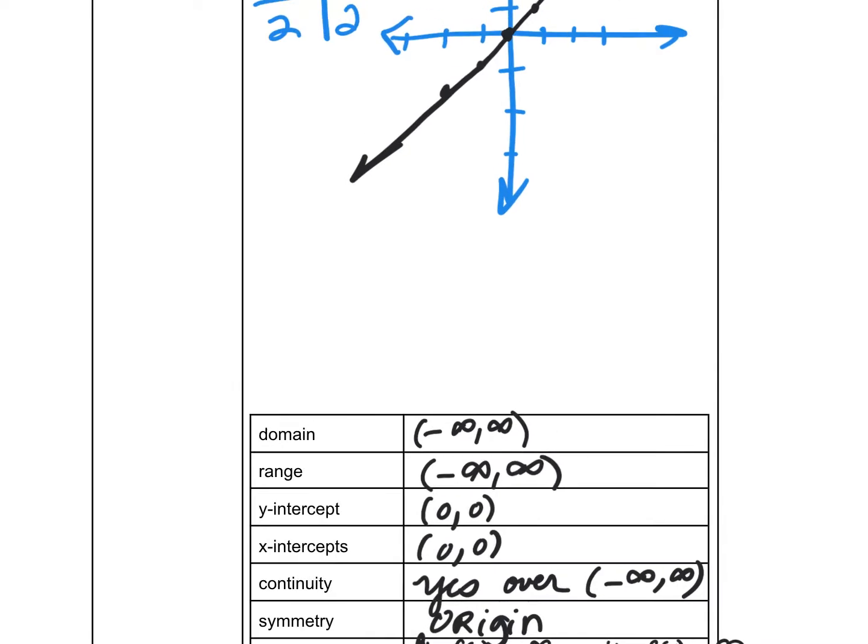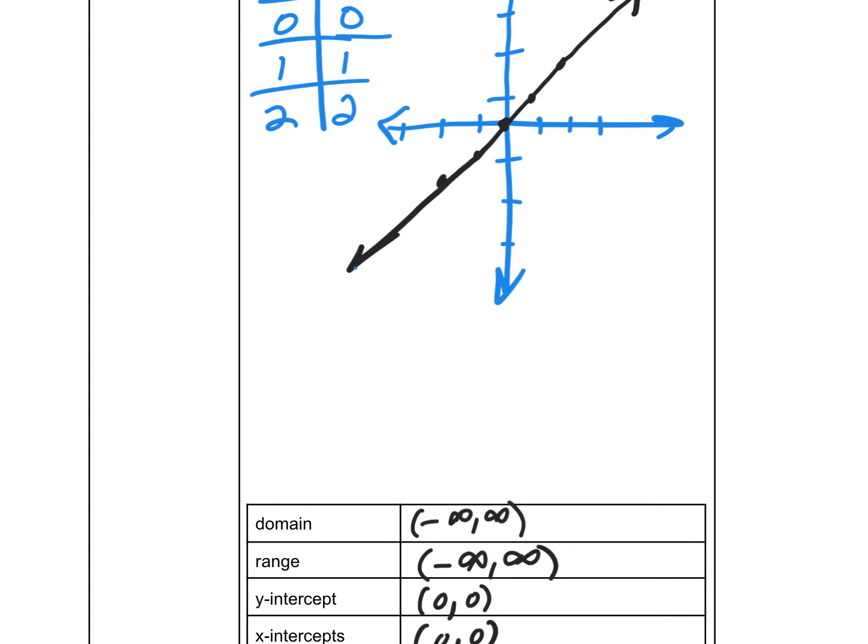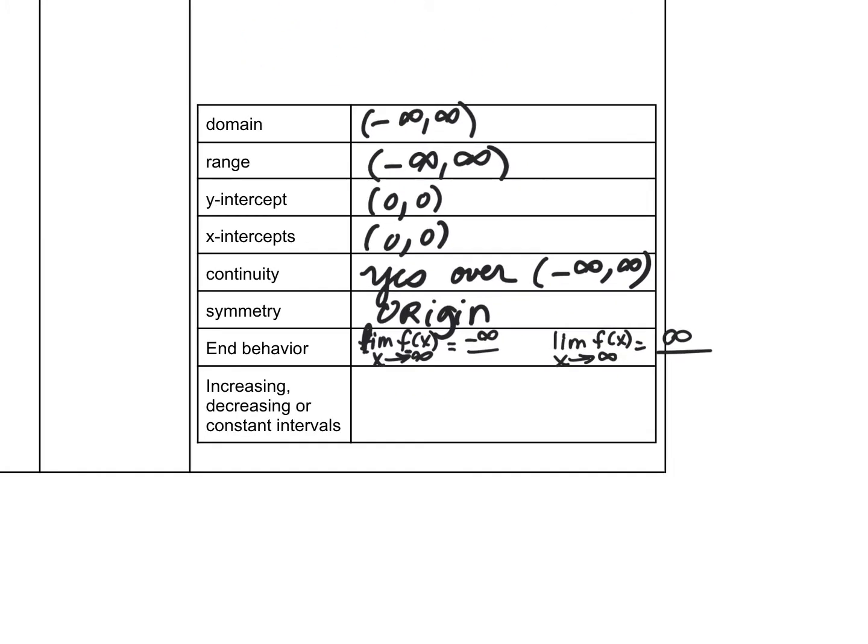Is this guy increasing or decreasing or constant? If I put my pencil on this and start here, from left to right, is my pencil going up or down? Just up. Which means it is what? Everywhere. What interval is it increasing on? From negative infinity to infinity. Okay? All right. So that is a linear or identity function.